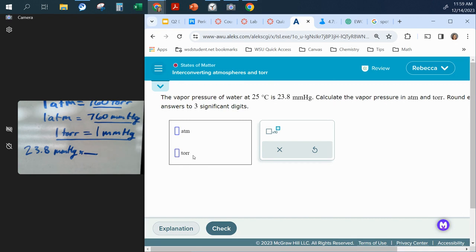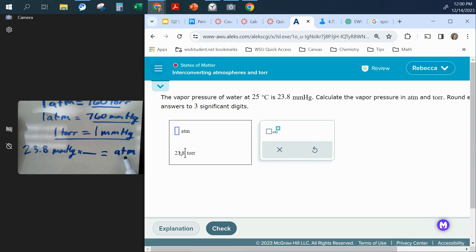So which one would be the easiest one to do? Torr. And what should it be? The same. Great. And then let's practice. How many sig figs does this have? 3. Yep, so how many does this need? 3. Also 3. Great, so let's put that in, 23.8. So that one's done. So now we just need to convert this into, we're trying to get it to atmosphere.